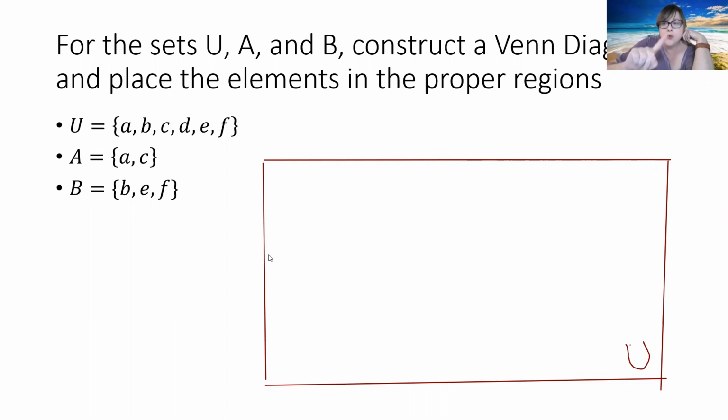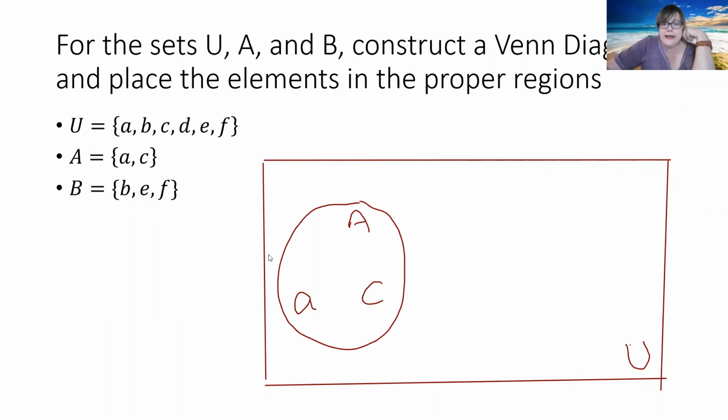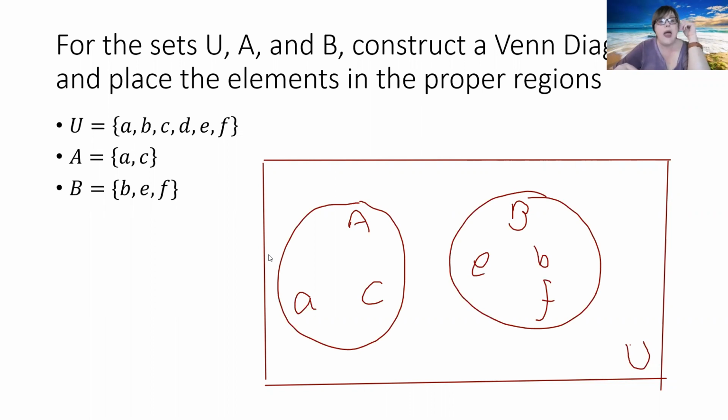Now, I want to write them so that A and C are inside set A. So if we call this set A, it should have the elements A and C. And B, E, and F are inside set B. So if this is B, E and F are all in here. And let's see what else we're missing from our universe. B, D is missing, so it's out here in the universe. Okay, so that's what my Venn diagram would look like. Notice that if A and B had something in common, they would overlap and include that element in both.